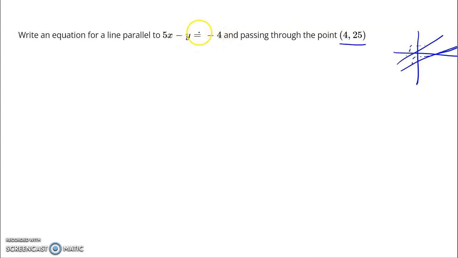Well, we need to get this set up in slope-intercept form, or y equals mx plus b form, so that we can see what the slope is. So let's do that first. Let's go ahead and solve for y. We'll minus the 5x from each side. Now I've still got a negative y, so we can't drop that negative. We've got negative y equals, let's put that negative 5x first, minus 4.